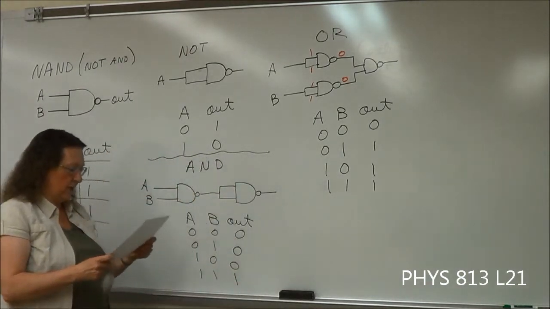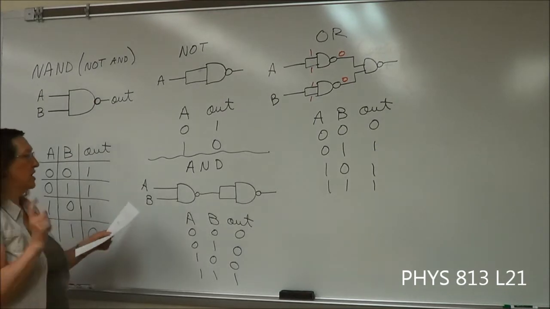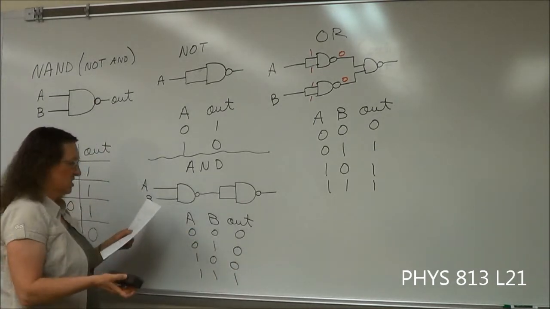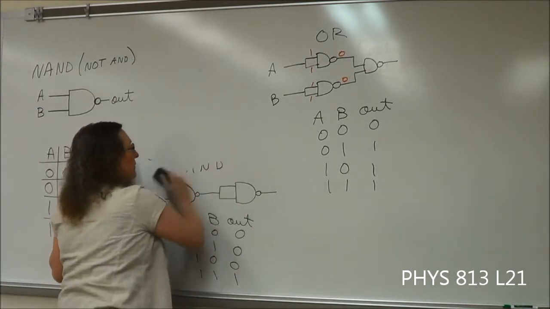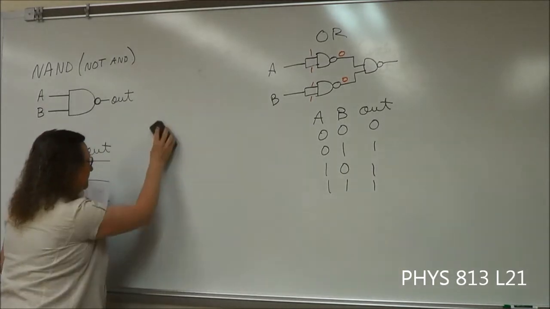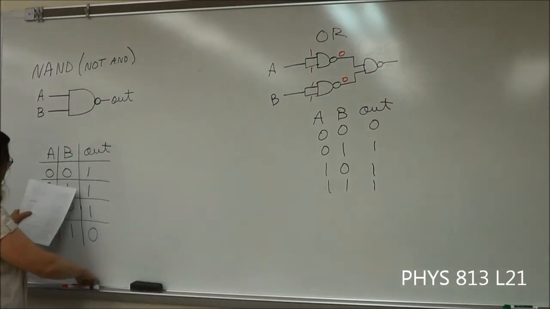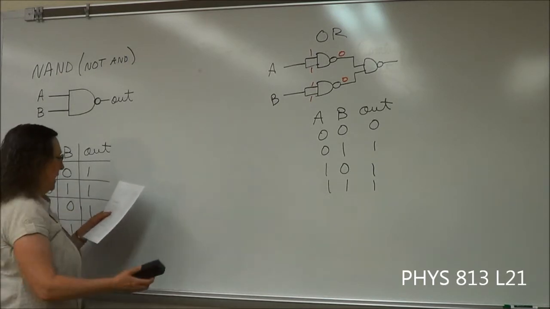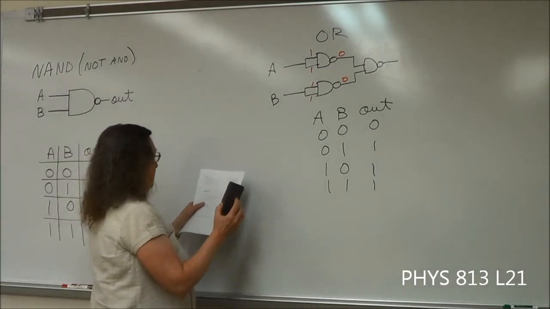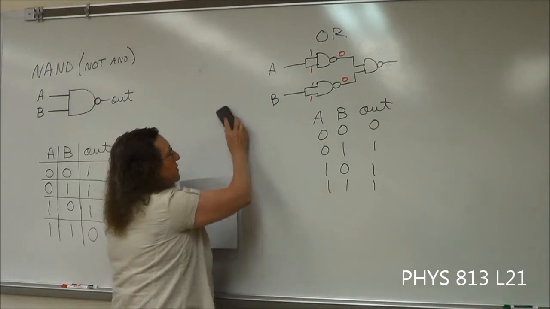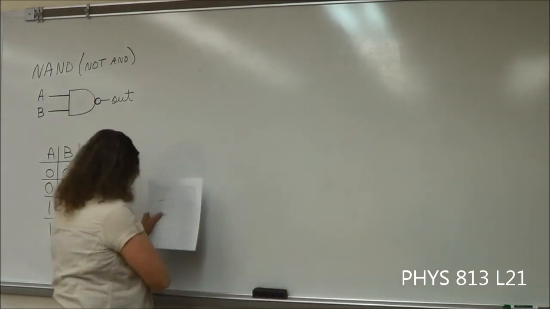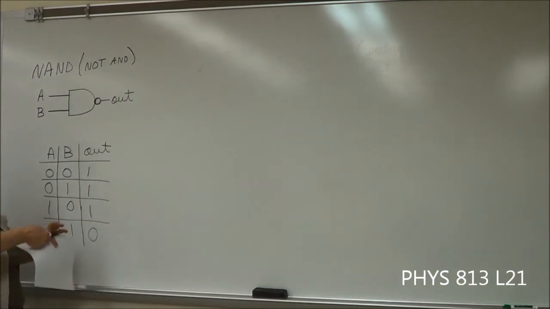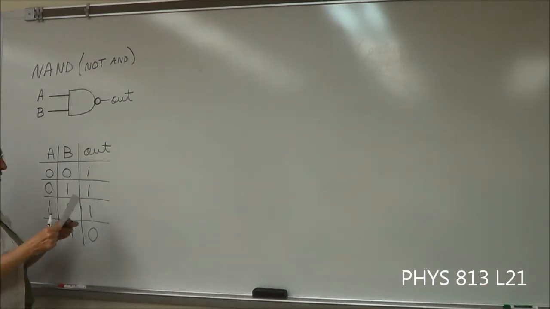Okay, let's see. We have 2 more of these. We have a NOR. So let's see. I think I'll just erase this part here in the middle. Now, it's a little bit more complicated. And actually, I'm going to need some of this space, so I'm just going to erase this one as well. Okay. So the next one is NOR.